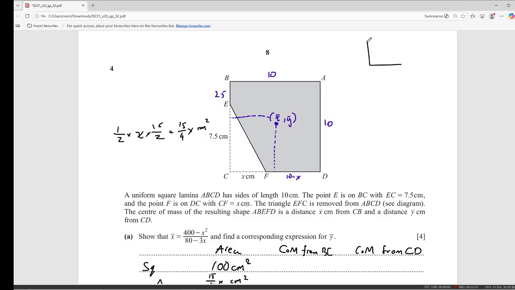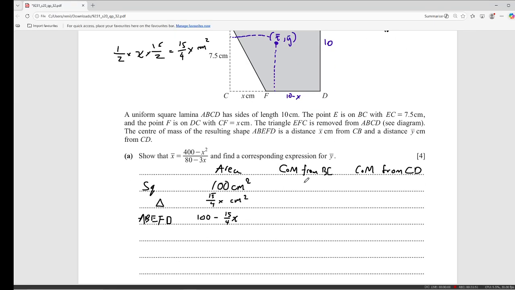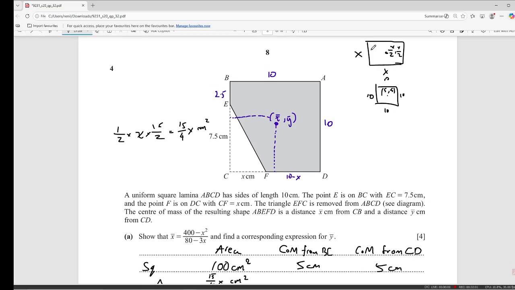Right. Moving on, let's do the center of mass from BC. For a square, you should understand that the midpoint is the center of mass. So if I have a side x like this, x by 2, comma x by 2 will represent my midpoint. In our case, we have x equals 10. So the midpoint is 5, comma 5. So the center of mass from BC is 5 centimeters. The center of mass from CD will also be 5 centimeters. It's just the vertical and horizontal distance from the two edges, from here and from here.